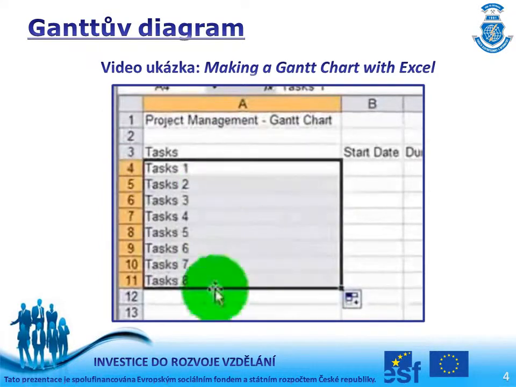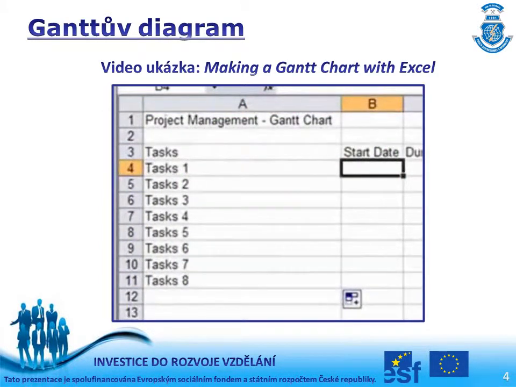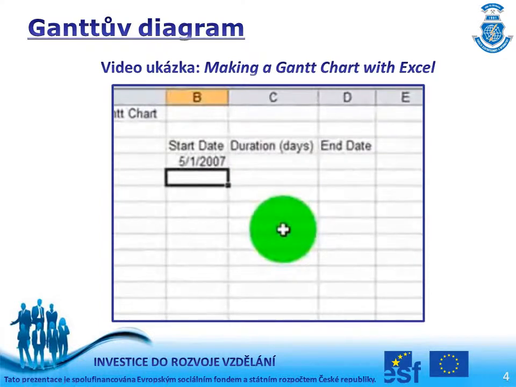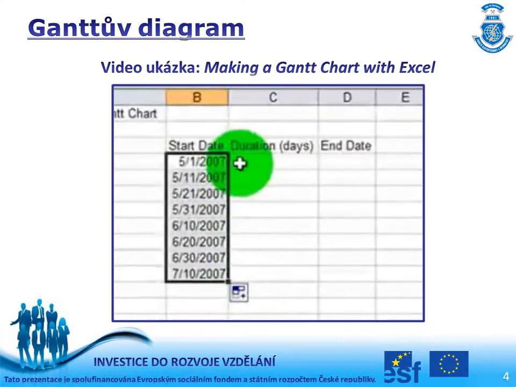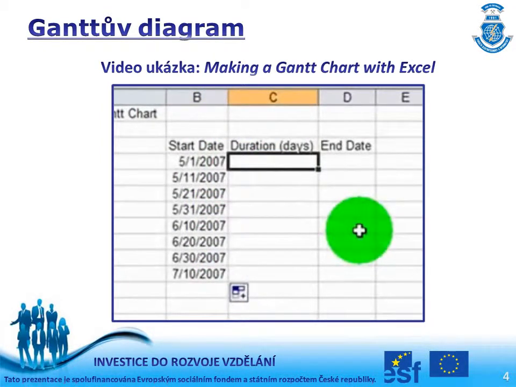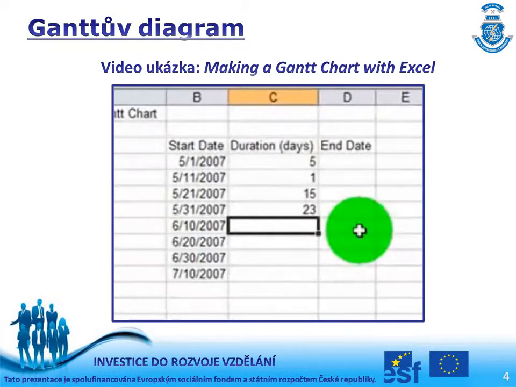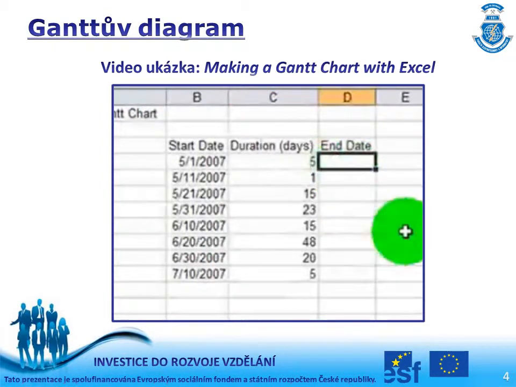Okay, so my project will have 8 different tasks, and I'll start to put in some different dates of starting individual tasks. Various start dates, I'll put in some different durations for individual items. Now for the end dates, I'll simply have Excel calculate those for me.